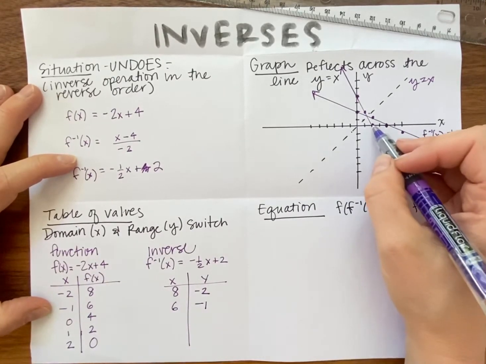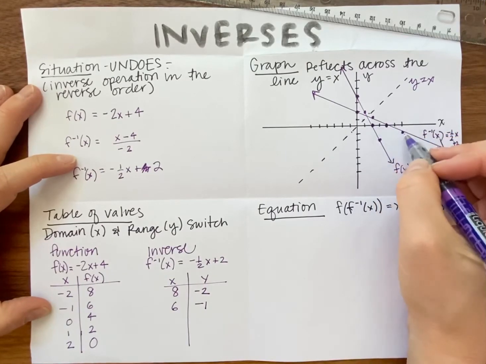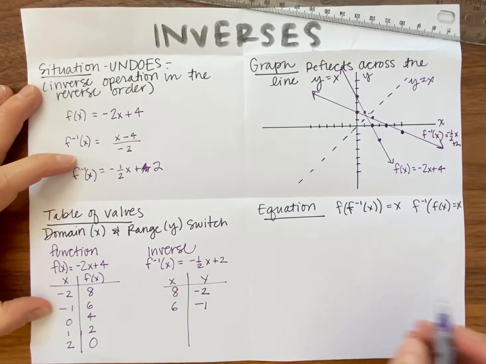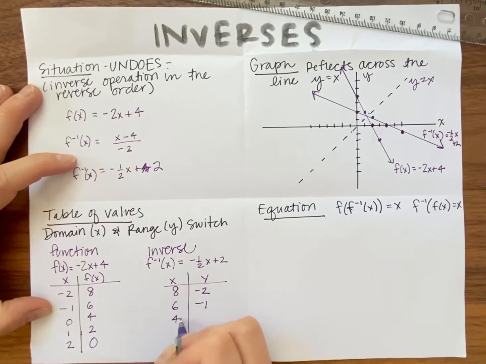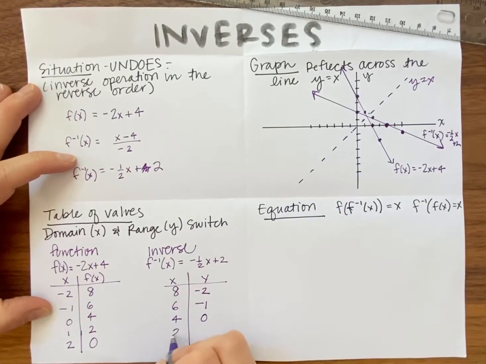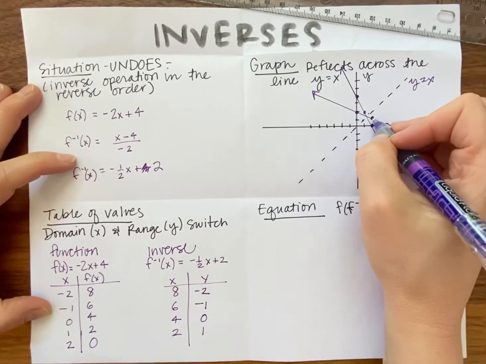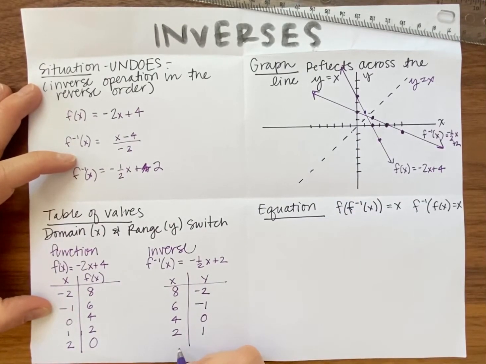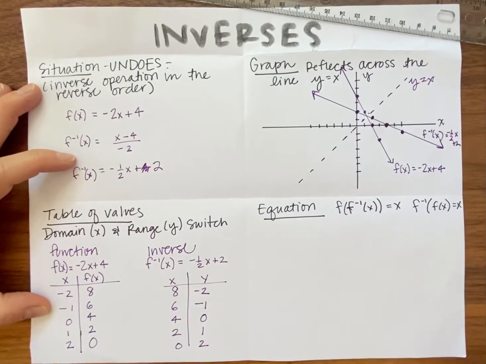And if we see 1, 2, 3, 4, 5, 6, 6, negative 1, there it is on our graph. We have 4, 0. We have 2, 1. And we have 0, 2. Aha. Proven.